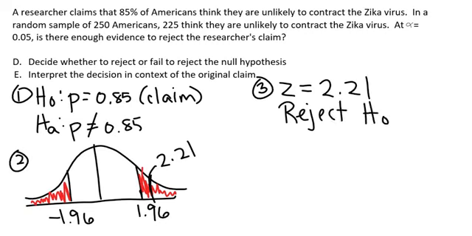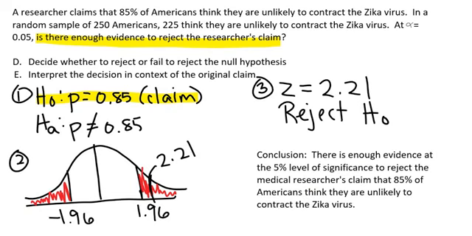So now let's look at what this means in context of the original claim. Again, let's look at the question. It says, is there enough evidence to reject the researcher's claim? Since we are rejecting the null hypothesis, we are rejecting the researcher's claim. So we would state it in words as such. My conclusion is there is enough evidence at the 5% level of significance to reject the medical researchers' claim that 85% of Americans think they are unlikely to contract the Zika virus.